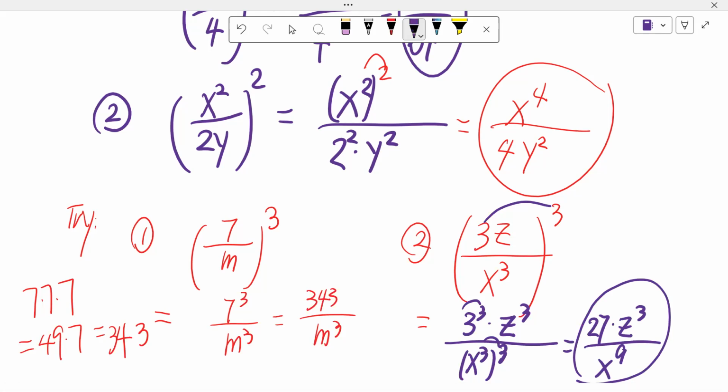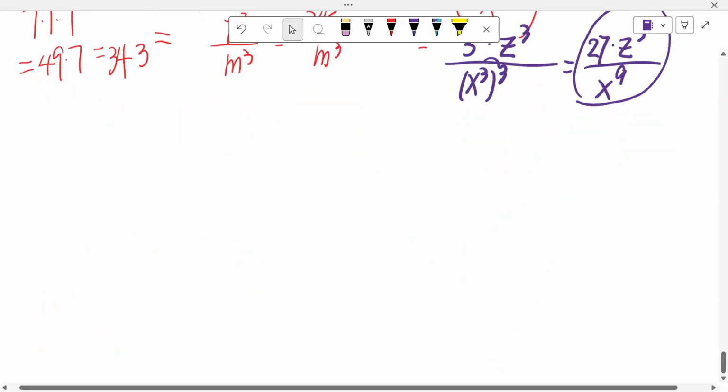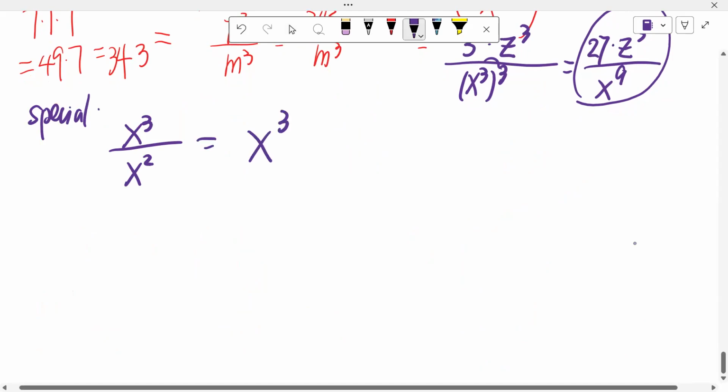And also we have some special ones. Something like, let's say, x cubed over x squared. It's kind of like a special formula. So it becomes x to the 3 minus 2, so it's x to the first, which is just x.